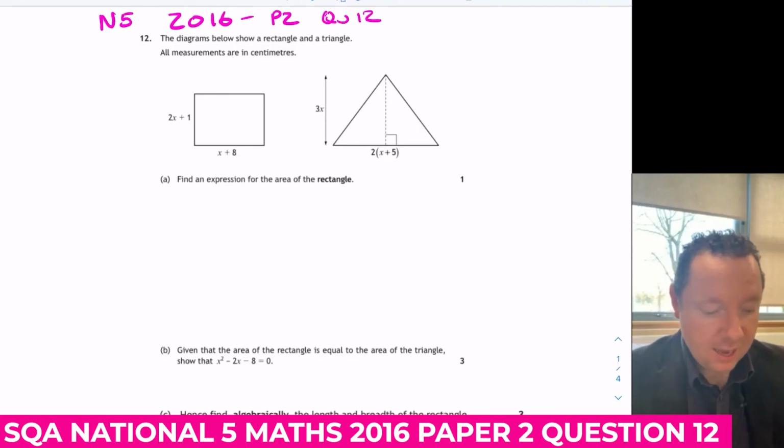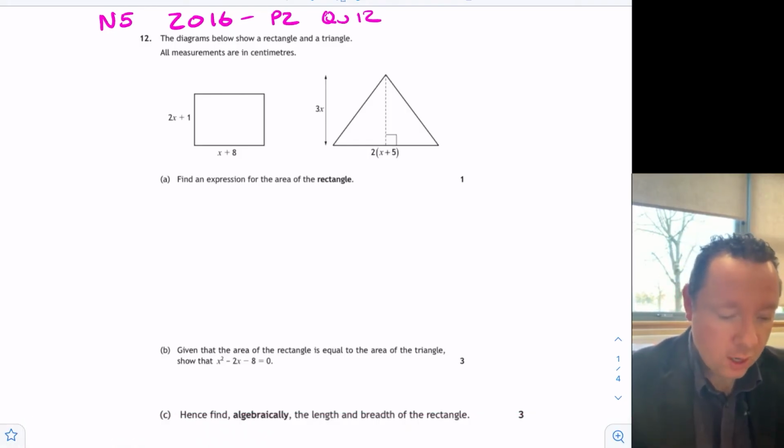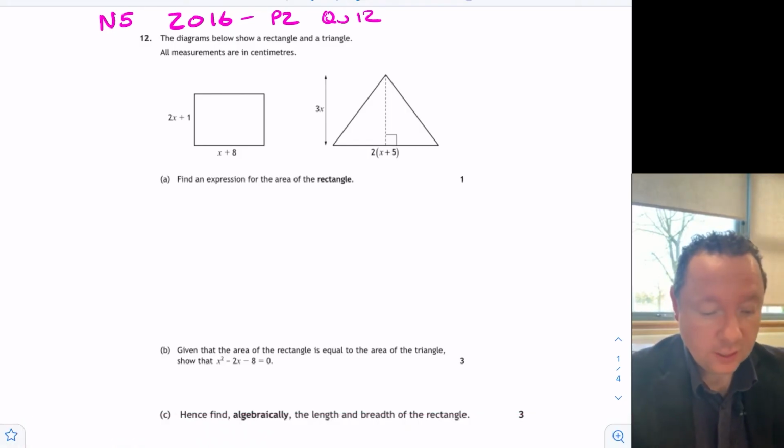Mr. Clelland here from Clelland Maths. So another hard question that we're going to look at this time from a National 5 paper. It was the 2016 paper 2 question 12. So a good few years ago, but quite a common type of question to come up.